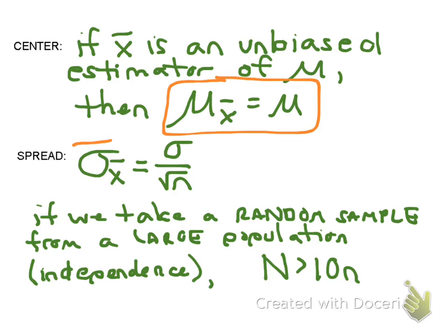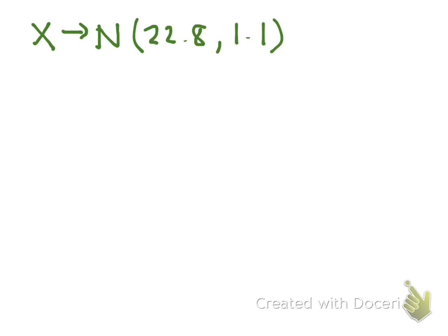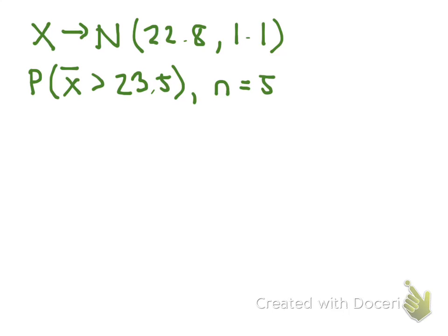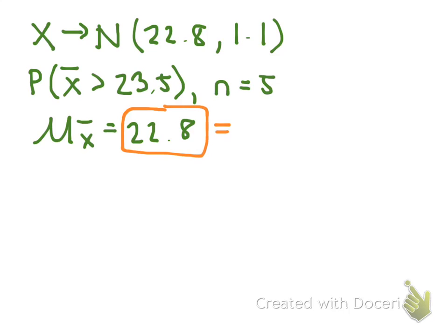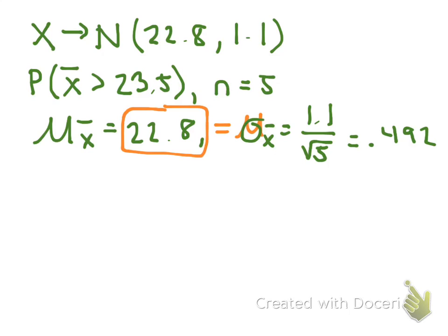So we have 2 main formulas here that are pretty easy to remember, and we're going to use repeatedly throughout this section. So right now we have just about everything we need to do this problem. We're told information about the population. We're given the mean and the standard deviation, and the fact that it's approximately normal. I want the probability that a mean of 5 comes out as greater than 23.5. I know that the mean of the sampling distribution will be 22.8. This number is the same as the mean of the population. I can find the standard deviation of X bar.